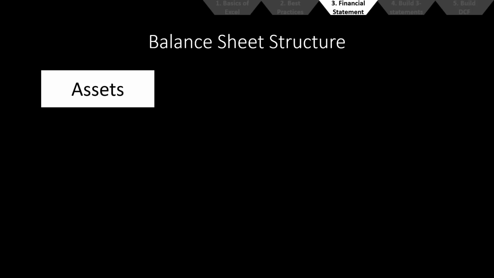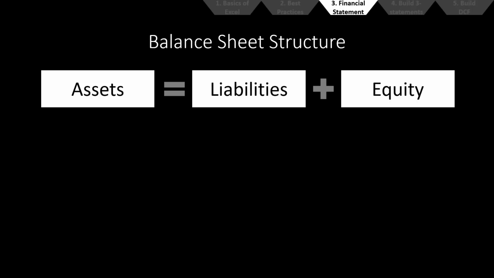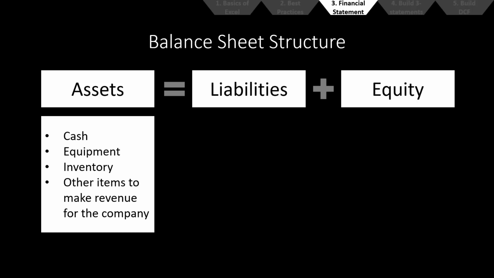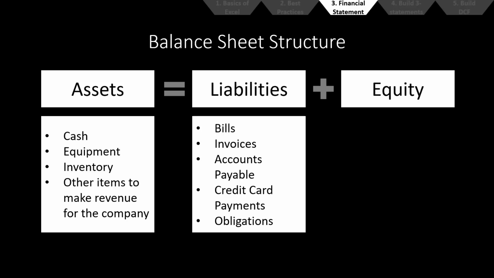The balance sheet has 3 sections: assets, liabilities, and owner's equity. Assets are cash, equipment, inventory, and other items that are needed to operate the company and produce revenue. Liabilities are the opposite of that. Liabilities include bills that you have to pay, invoices, and other types of obligations that need to be paid, such as accounts payable, credit card payments, loan payments, etc.